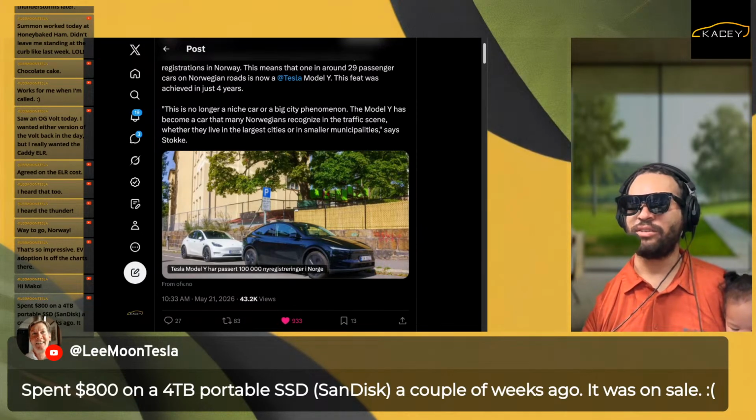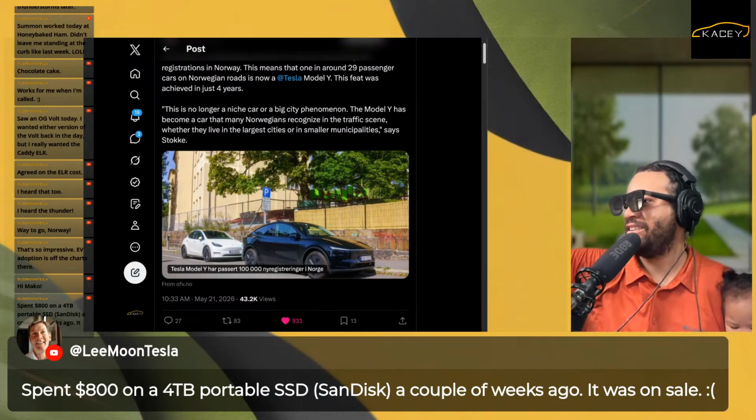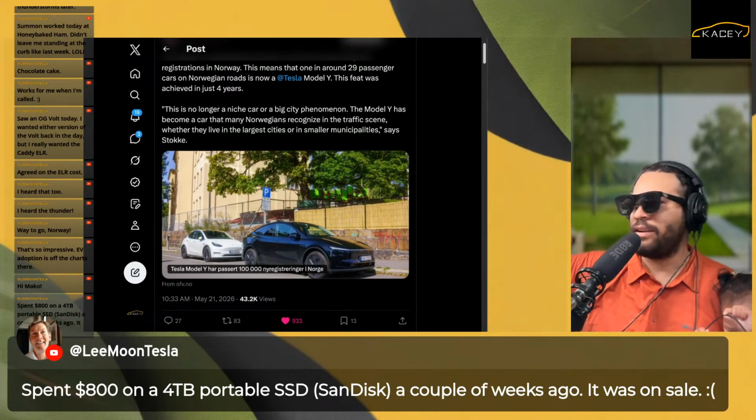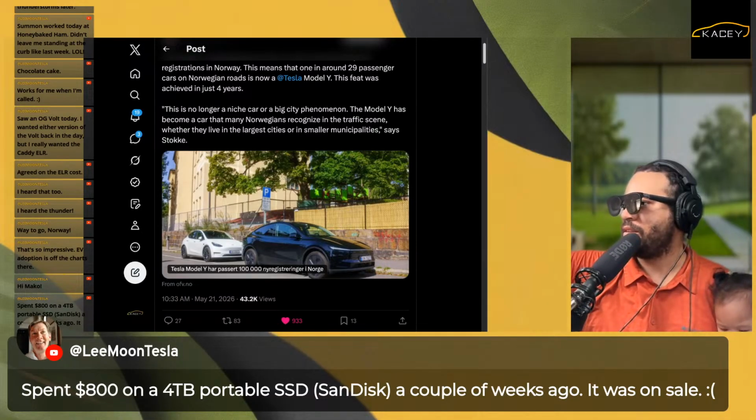Lisa spent $800 on a 4TB portable SSD SanDisk a couple weeks ago. It was on sale. Frowny face. I agree, that's quite high. I mean, a 4TB SSD a couple years ago would have been like maybe $200 at the most, because you have to add extra for it being portable.